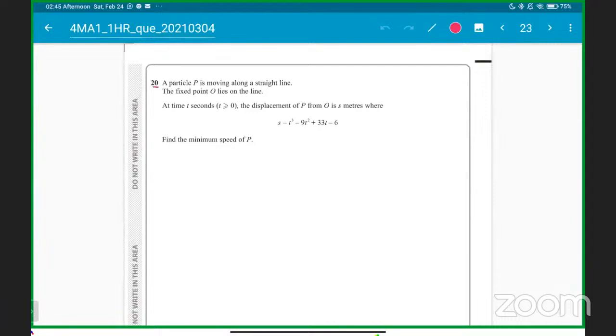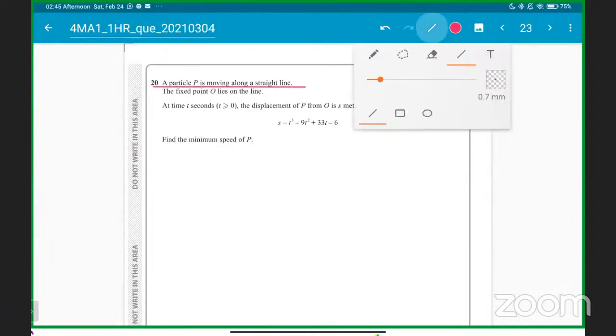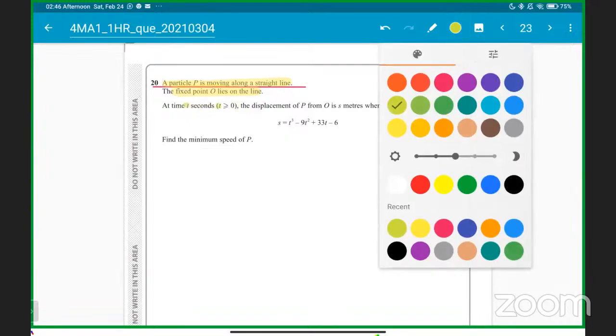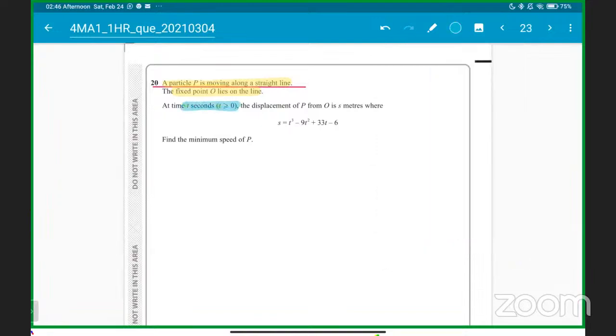Okay, so we have question 20. A particle P is moving along a straight line. This is also part of calculus. The fixed point O lies on this line. At time t seconds, where t is greater than 0, the displacement of P from O is s meters. We have to find the minimum speed of P.